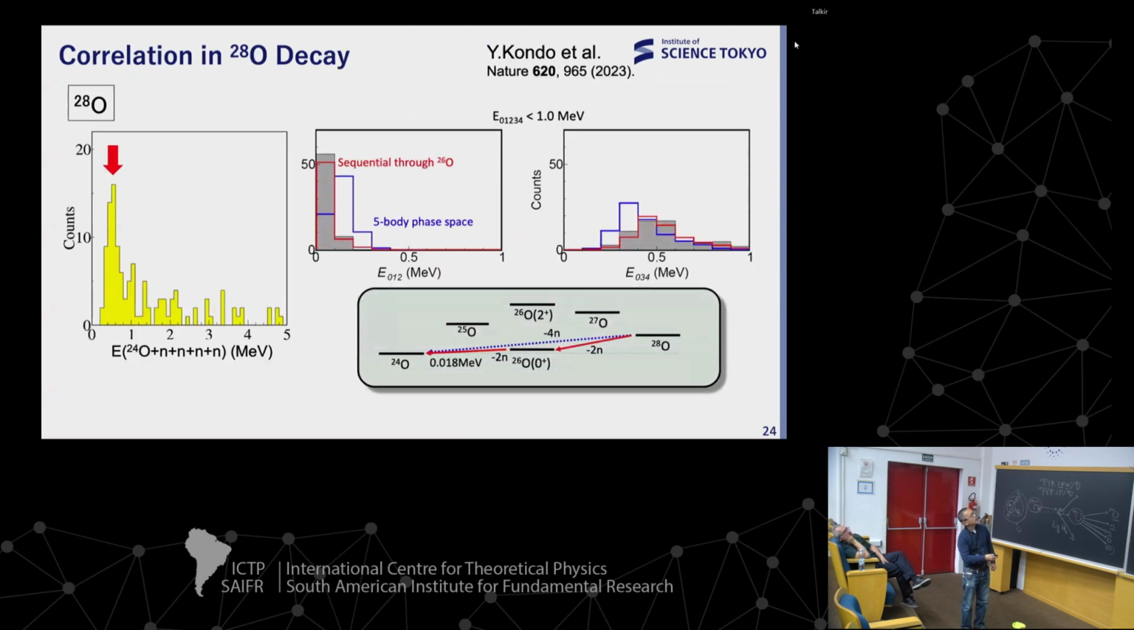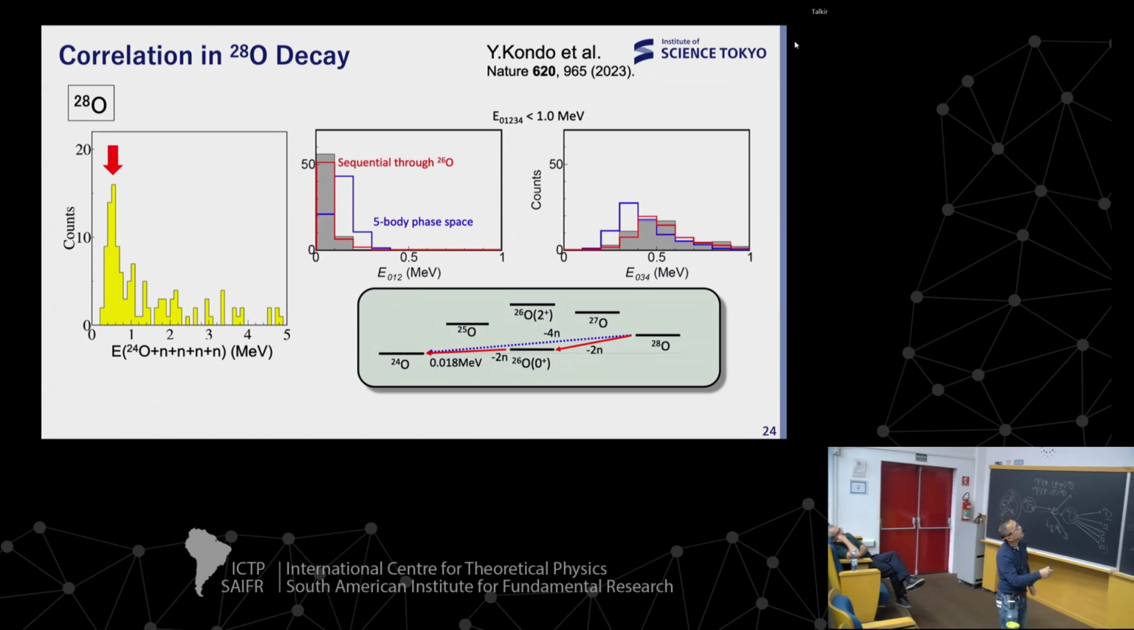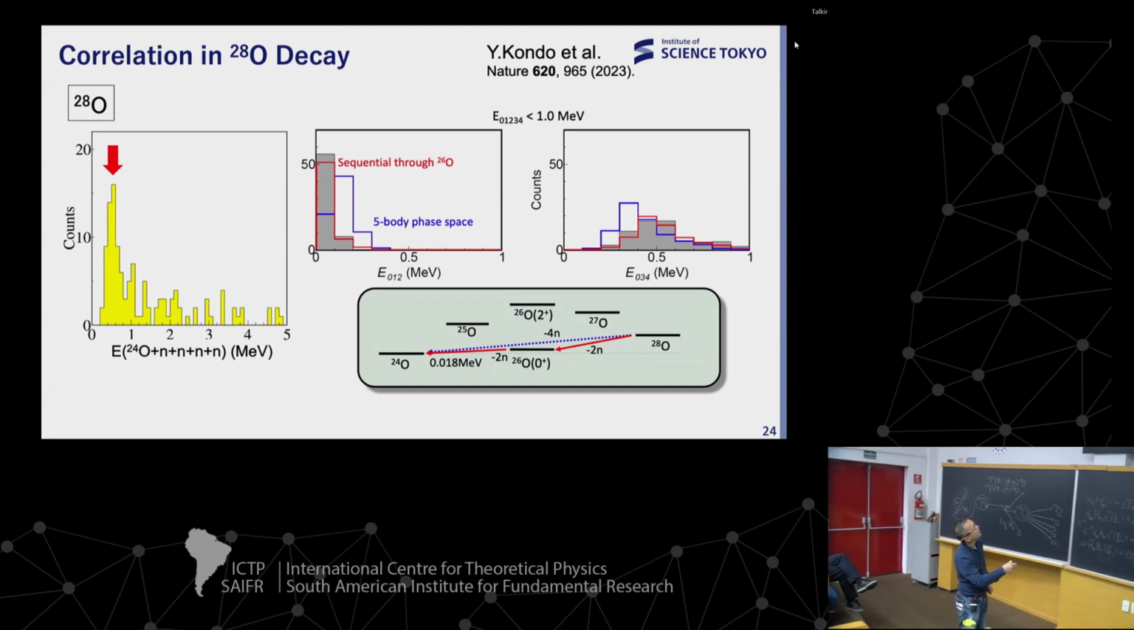So now about oxygen-28, we also looked at how it decays. For instance, this is the lowest three-body system, two neutrons plus oxygen-24. And if you look at this, we just compared. This gray histogram is the experimental spectrum. The red one is a sequential decay through oxygen-26 simulation, and the blue ones are five-body phase space decay. And this pointed out that it actually decays through the oxygen-26 ground state.